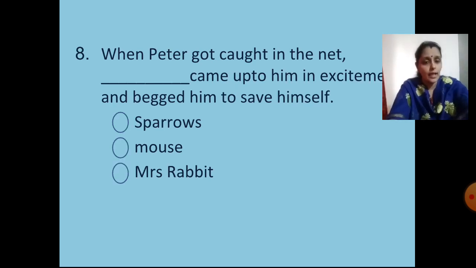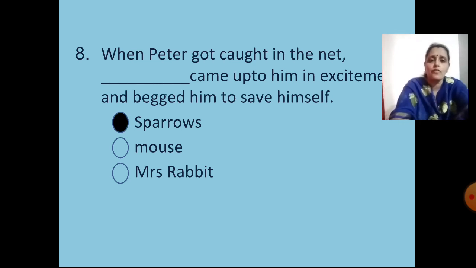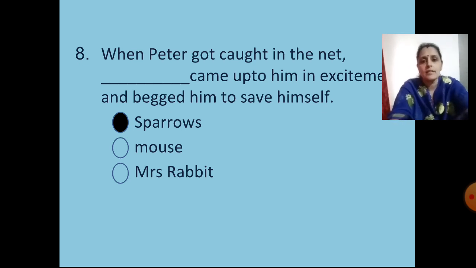When Peter got caught in the net, dash came up to him in excitement and begged him to save himself. When Peter gets caught in the gooseberry net, okay? Someone comes to him in excitement and begs him to save himself. Who was that? The sparrows, the mouse, or Mrs. Rabbit? Who comes to him? Sparrows. Correct. The correct option is sparrows. When Peter gets caught in the net, sparrows come up to him in excitement and beg him to save himself. So we will select sparrows by clicking on it. Are you all understanding, children? Did you all understand? Yes.